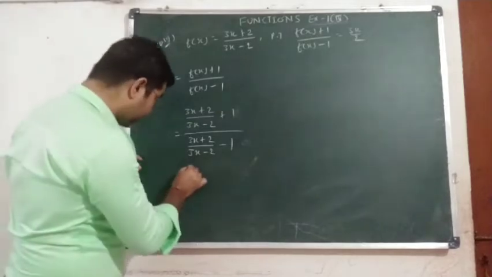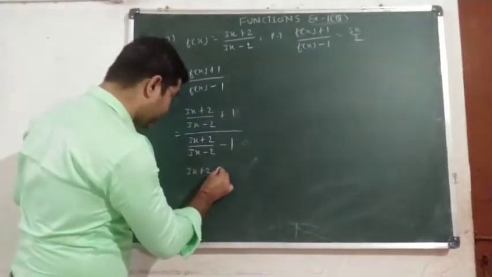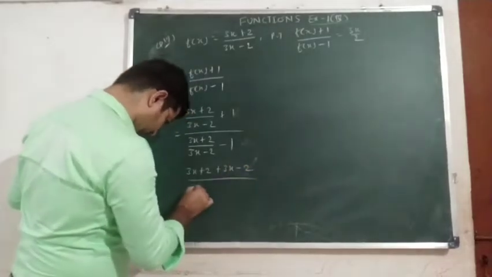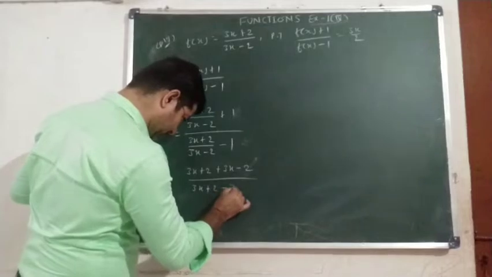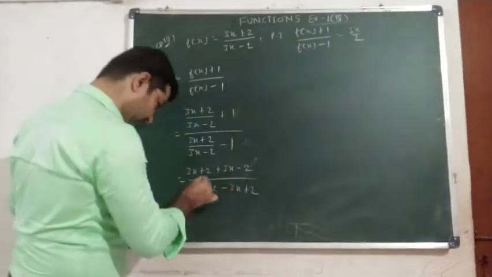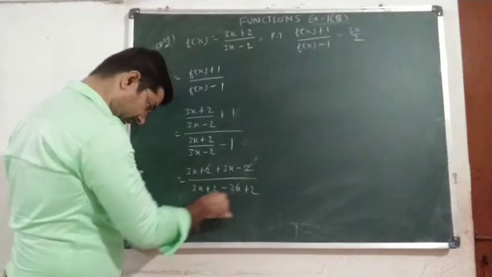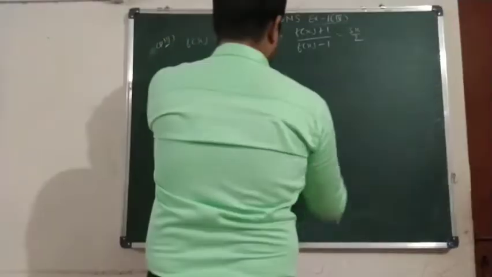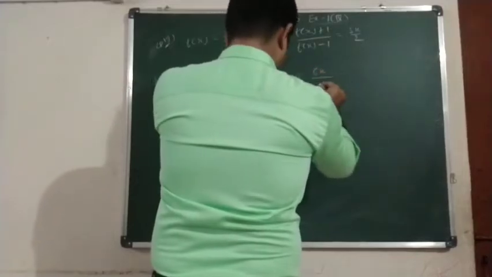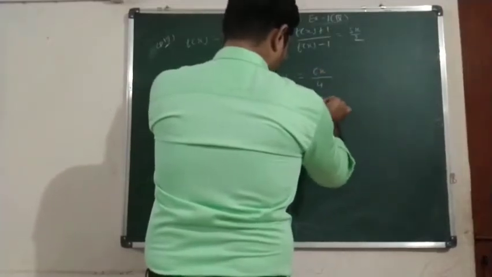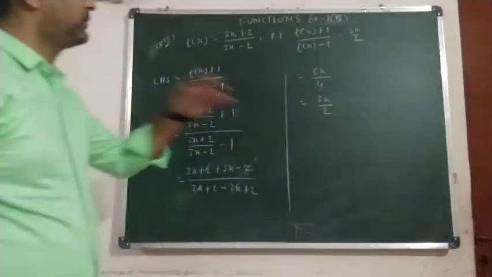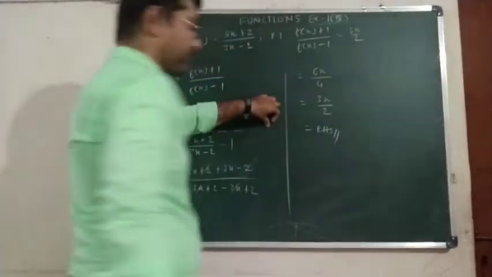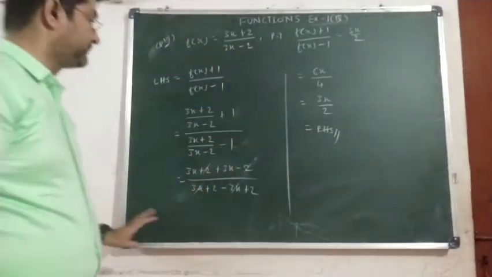On further simplifying, we will get 3x plus 2 plus 3x minus 2 upon 3x plus 2 minus 3x plus 2. Minus 2 plus 2 and minus 3x plus 3x will get cancelled. Now 3x plus 3x is 6x upon 2 plus 2 is 4, which on reducing will give us 3x upon 2, which is equal to RHS. Clear? Please note down.